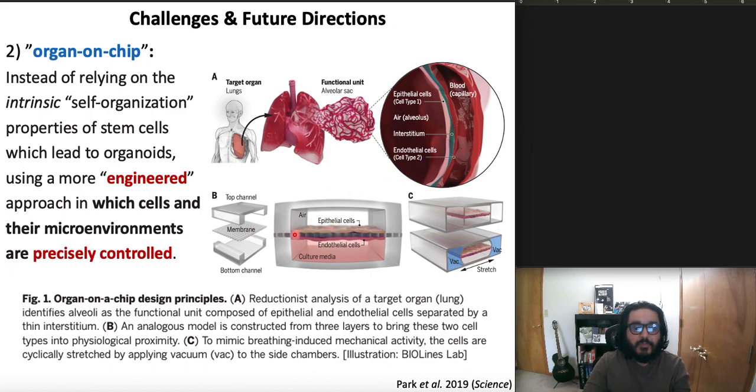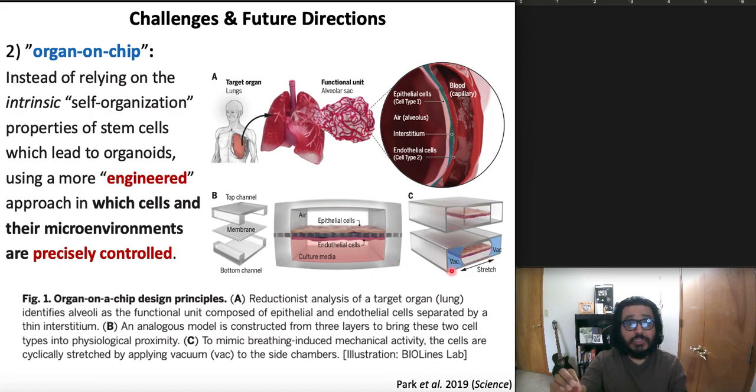Engineered, where instead of having this kind of random mix here, we're going to take those and say, okay, this is now our lung, where we have a membrane here, and we have certain cell types on one side, different kind of cell types on the other side, and we're going to have some air flow coming in from one direction, and it's going to come out the other direction.